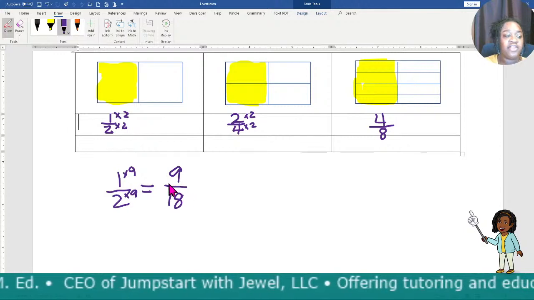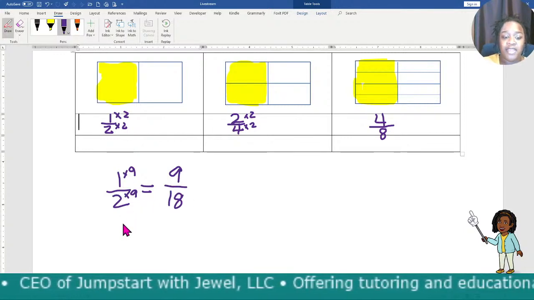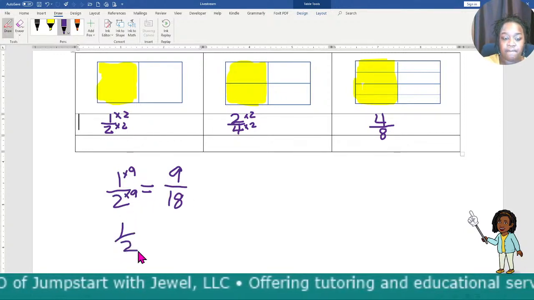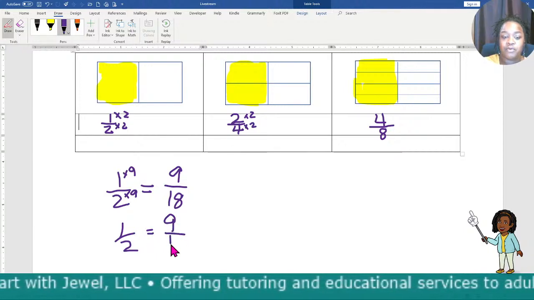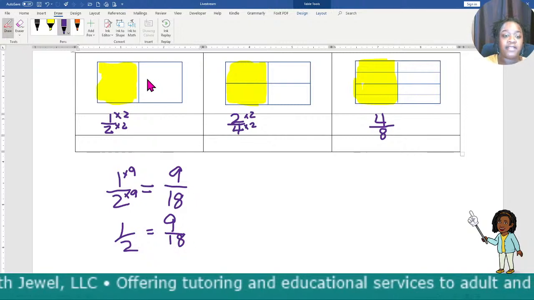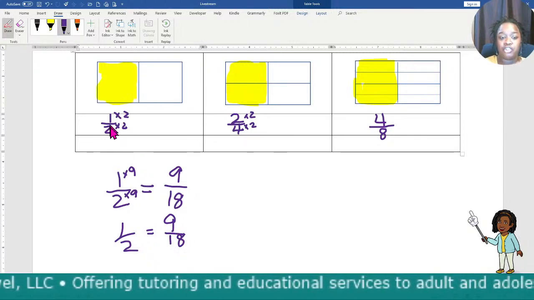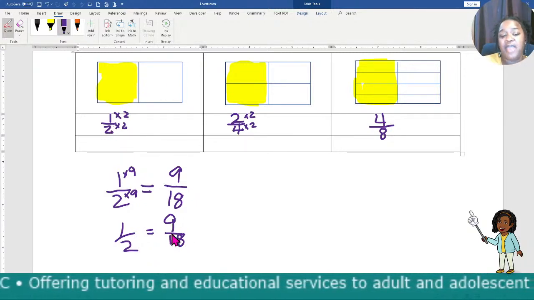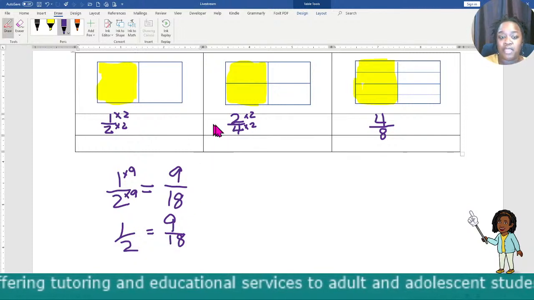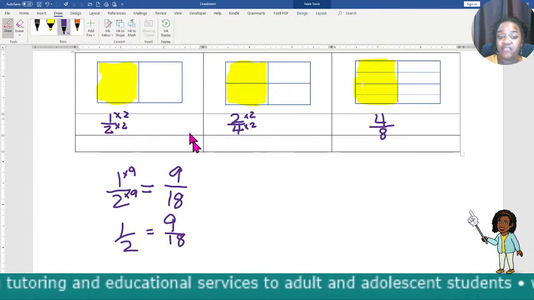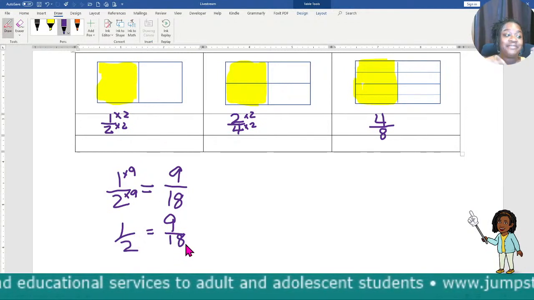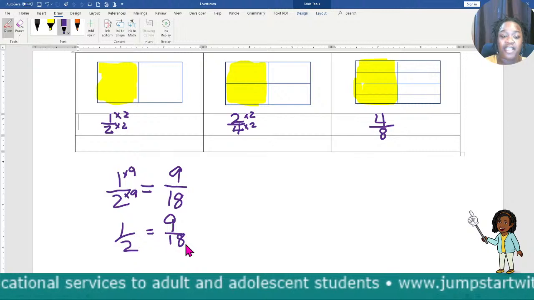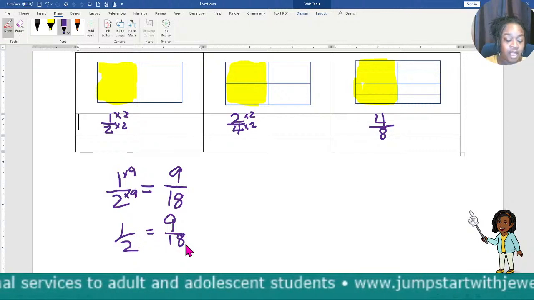And so your equivalent fraction would be 1/2 equals 9/18. Even if you had a rectangle, like the one up here that shows 1/2, and it was broken down into 18 parts, 9 of those parts would still be half of that rectangle. It's still the same size. The fractions themselves, the numbers, are different.